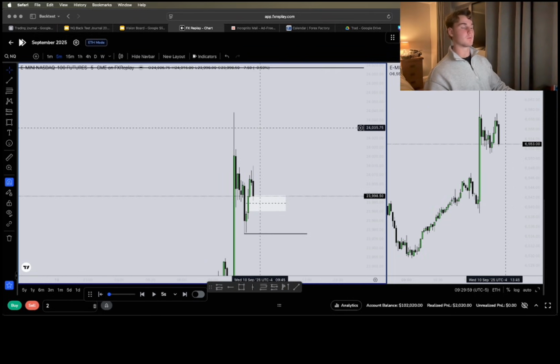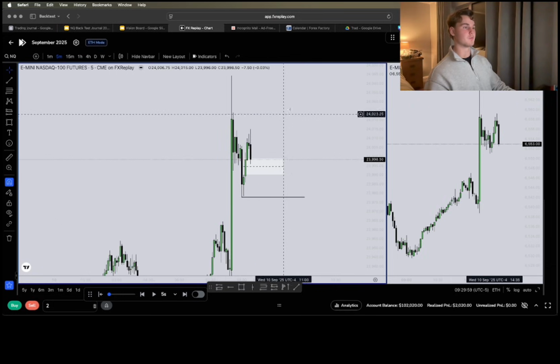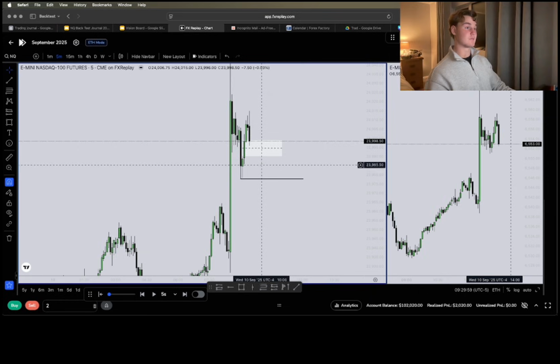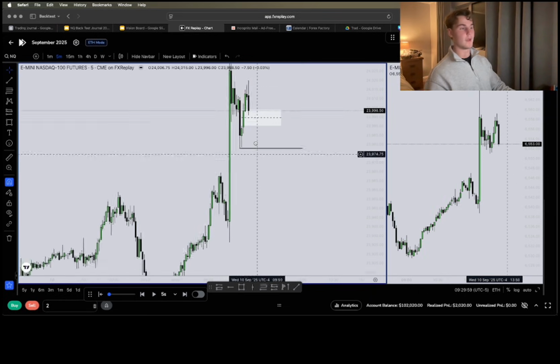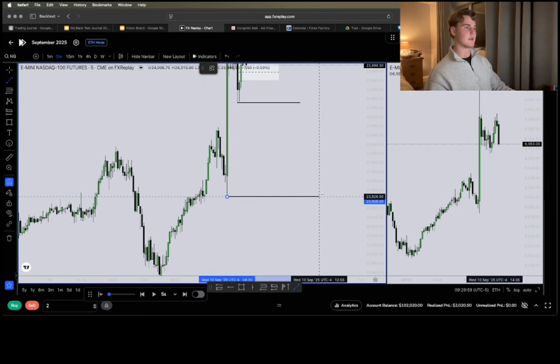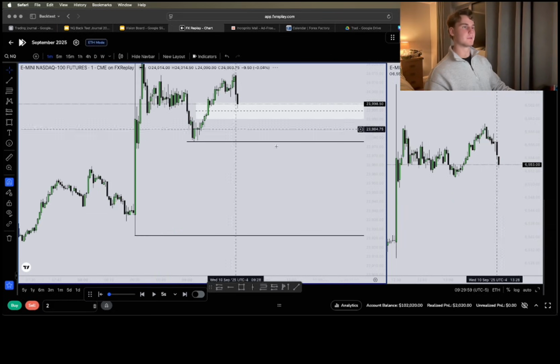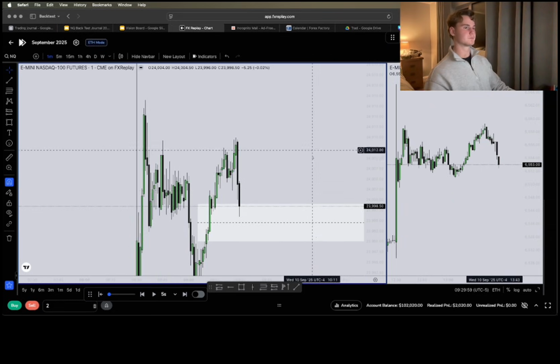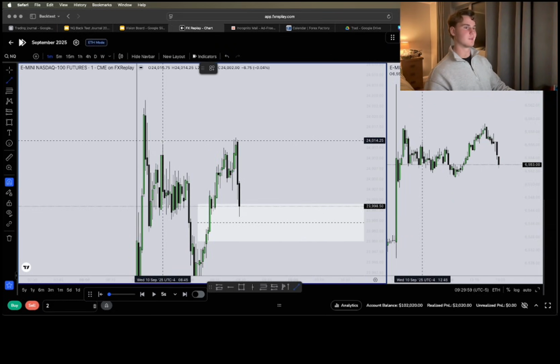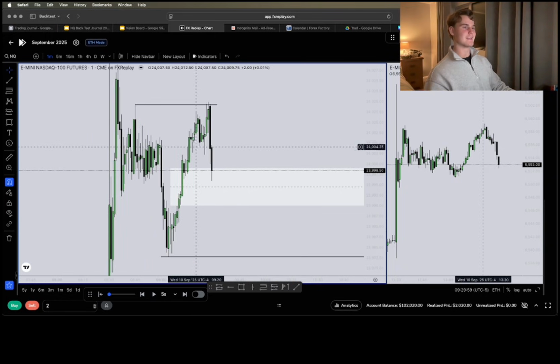We are most likely going to come to what? This high here. Why? Multiple manipulations higher, BISI respect, displacement higher. Or if we do see the BISI get disrespected, displacement below the low here, what is the next draw on liquidity? PPI low. So let's just see what we do. PPI low. So we do see the internal manipulation here, displacement lower.